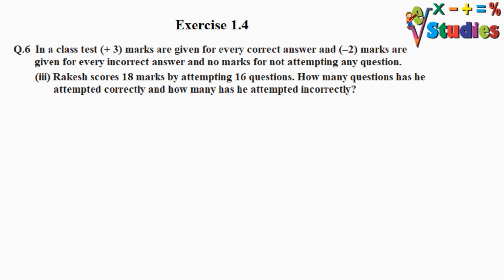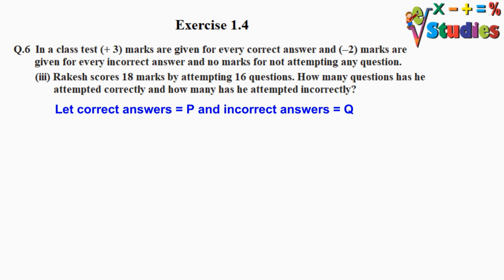Students, please understand this sum by giving your 100% attention, because we have to assume the values of correct and incorrect answers. Let the number of correct answers be P and the number of incorrect answers be Q. Rakesh has attempted 16 questions in total. So incorrect answers plus correct answers is equal to 16. Hence P plus Q is equal to 16.